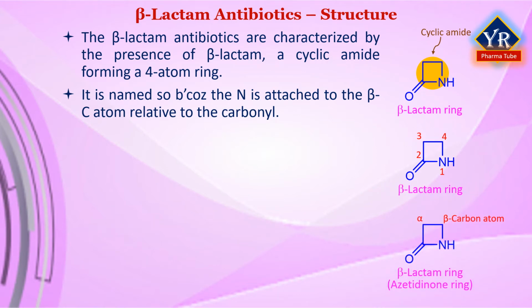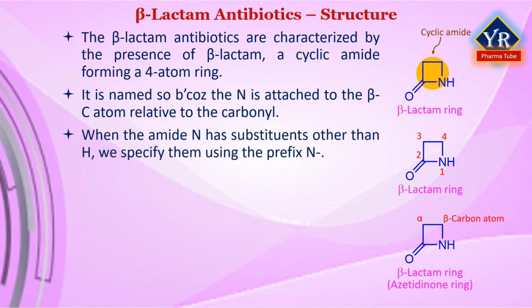The second carbon in an aliphatic carboxylic acid is designated alpha, and the third beta, and so on. Thus, beta-lactams are 4-membered rings, gamma-lactams are 5-membered rings, and so on. The beta indicates that the amino group of the amide is at the beta position from the carboxyl carbon. When the amide nitrogen has substituents other than hydrogen, we specify them using the prefix N to avoid confusion.